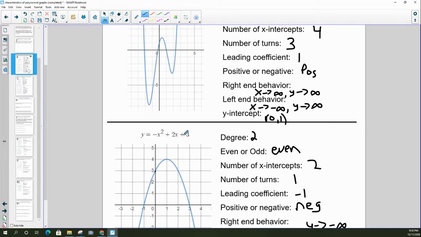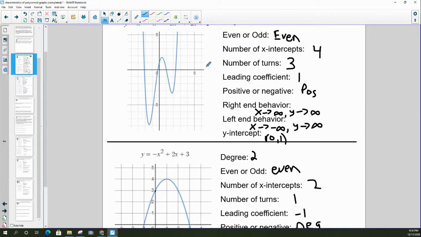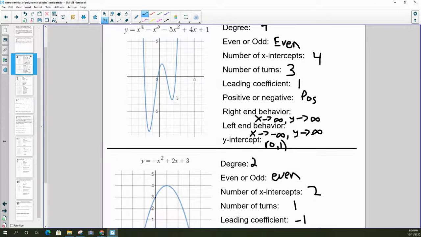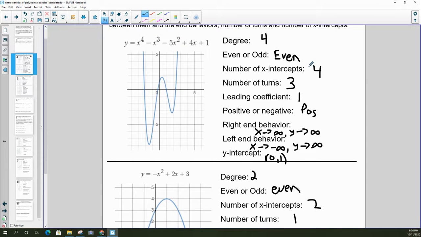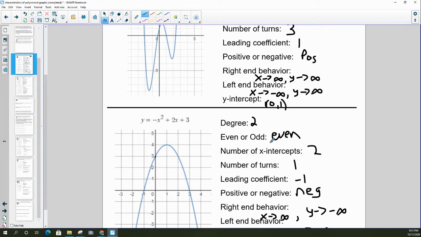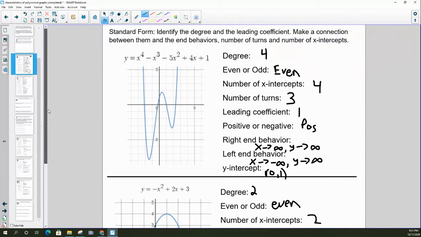What do we notice about the x-intercepts? The number of x-intercepts matches the degree. There are 4 x-intercepts when the degree is 4. And then there are 2 when the degree was 2. But is it always 4? Could I have more? Could I have less? It's something we'll talk about a little bit later on.